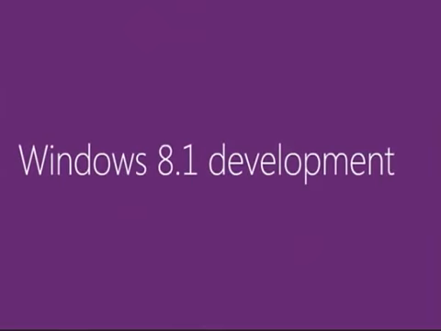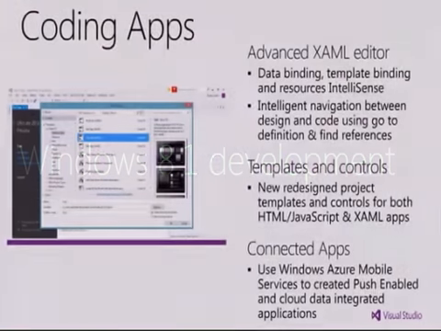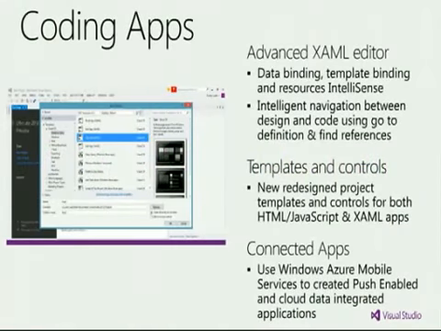In terms of Windows 8.1, we've done a bunch of work here to make coding easier for Windows Store apps. We've improved our XAML editor to include IntelliSense around data binding and resources. We've enabled more intelligent navigation, so the ability to flip between the code and the editor very, very easily and seamlessly, which was a big complaint area in previous versions of Visual Studio.